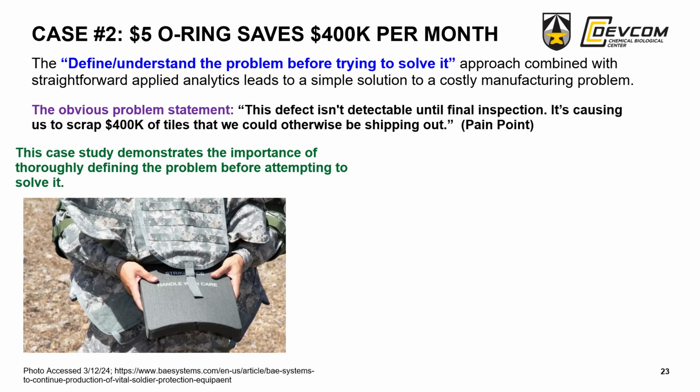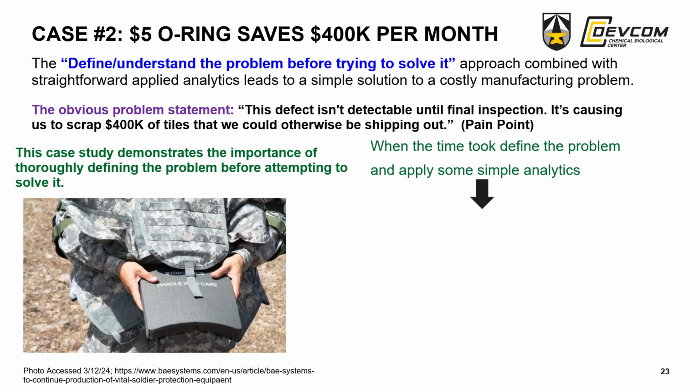So the initial problem statement was something to the effect of, we can't detect this defect until final inspection, and it's causing us $400,000 a month of scrap tiles. That's real money because during this time the company had open orders. We were only limited by our capacity and our yield. Anything we made, we shipped. So it was either throw it away or get paid for the product.